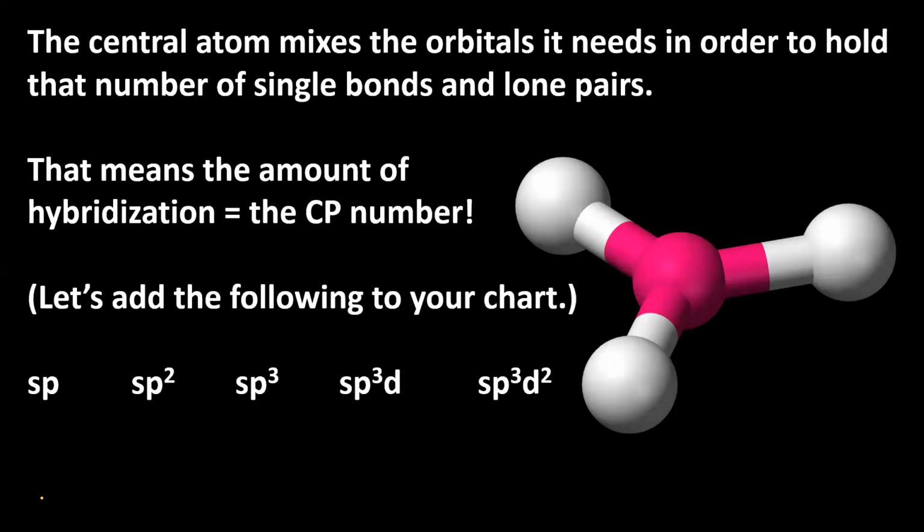So now you're ready to put down your definition of hybridization. Hybridization is the central atom mixing the orbitals it needs to hold the number of single bonds and lone pairs. It mixes them to make something new, just like your Punnett squares last year showed you how the genes could mix for the new offspring.